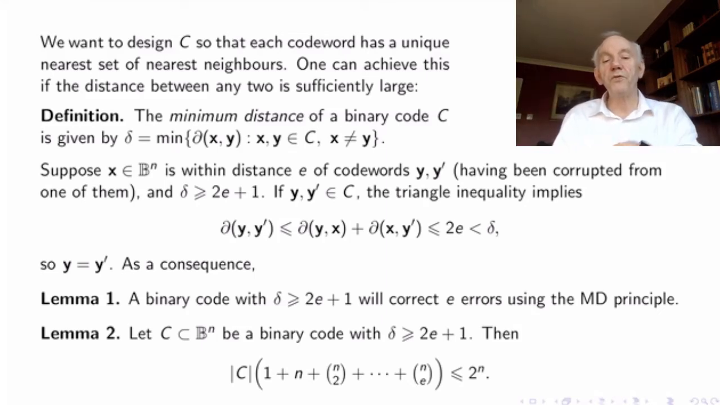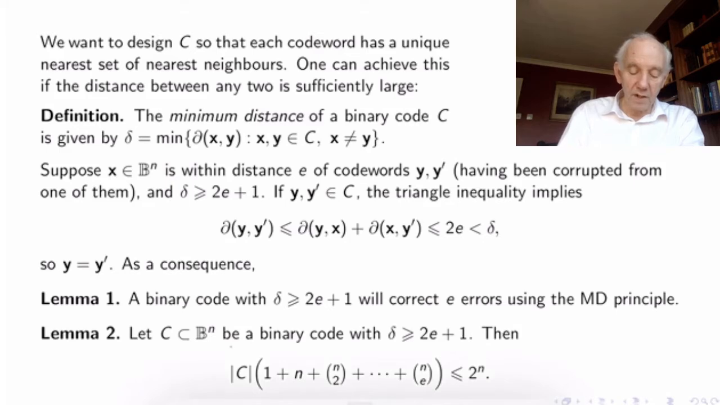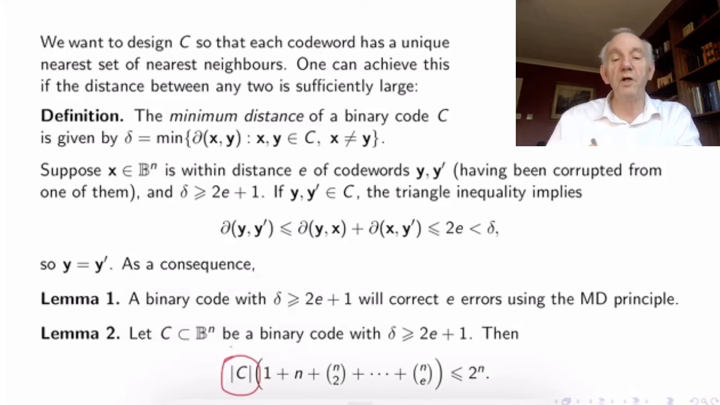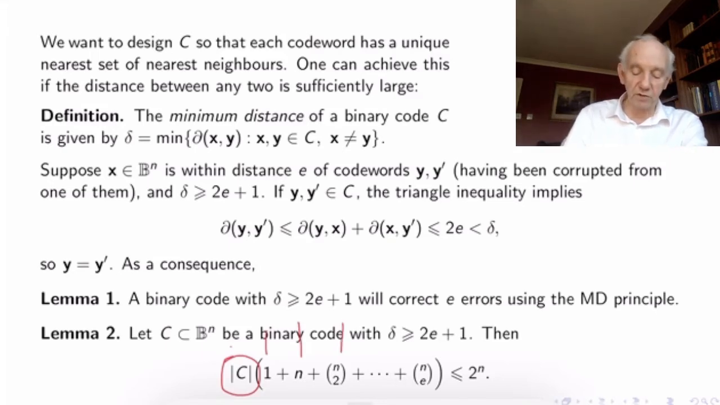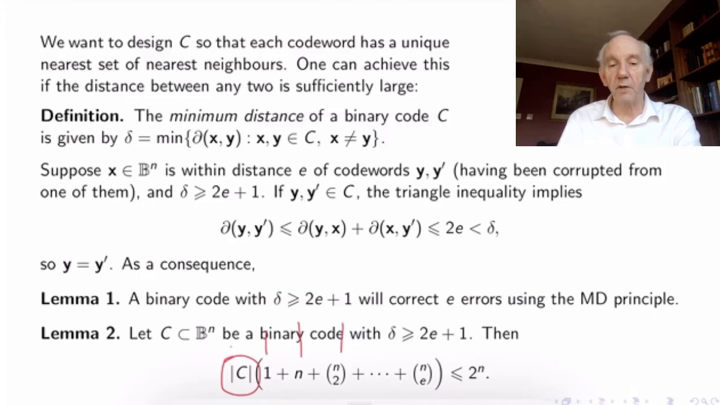And what this means is that depending on the value of e, for each code word we need a certain space around it. So if we're just correcting one error, then we just need the code word itself, and we can change it in n ways by just changing one bit. If we want to change 2 bits, we can do that in n choose 2 ways, and so on. If we want to go up to changing e bits, we have to include n choose e.